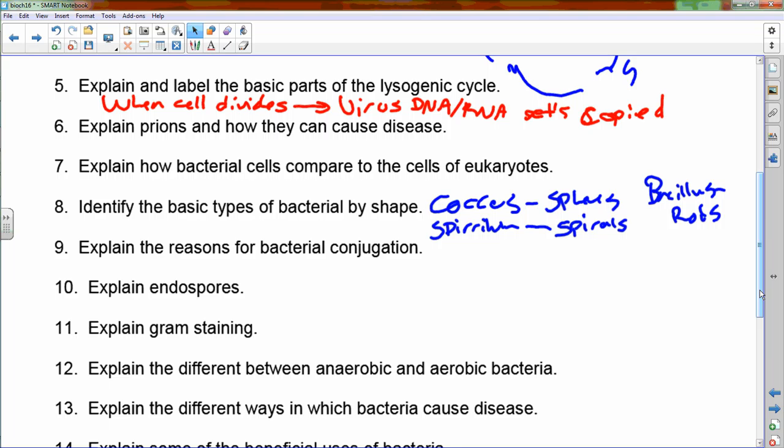What is the structure that bacteria use for conjugation? Pilus. Right, the pilus. Let's write that one down. The plural is pili, P-I-L-I. The pilus extends and puts into the other one, and genetic material is passed.